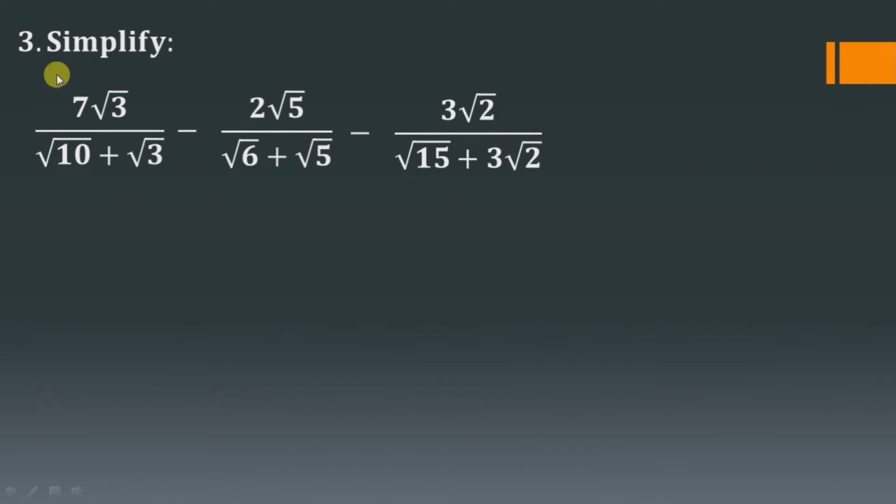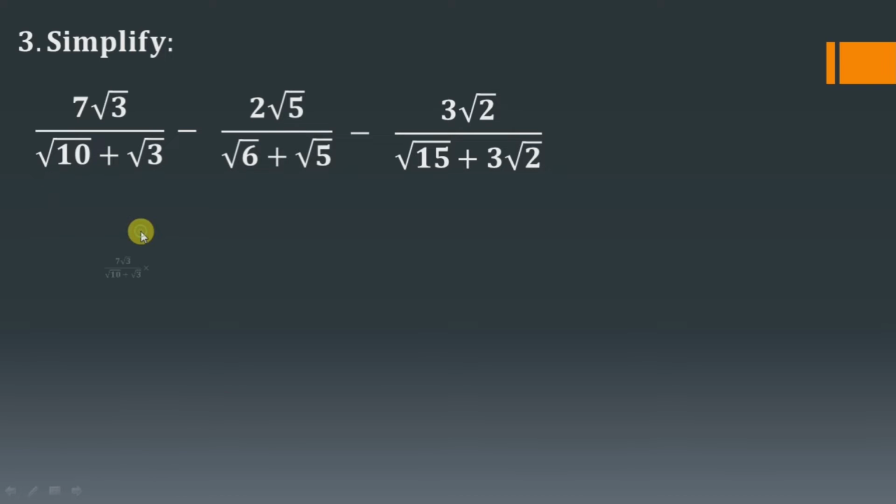Now my next question is simplify 7 root 3 divided by root 10 plus root 3, minus 2 root 5 divided by root 6 plus root 5, minus 3 root 2 divided by root 15 plus 3 root 2. It's a very important problem. We have different techniques to solve this type of problem, but here I'm going to follow an easy one. So first I'm going to simplify each term, these three terms, separately.